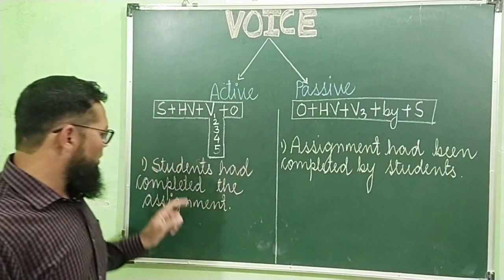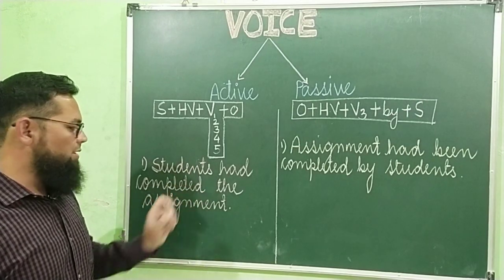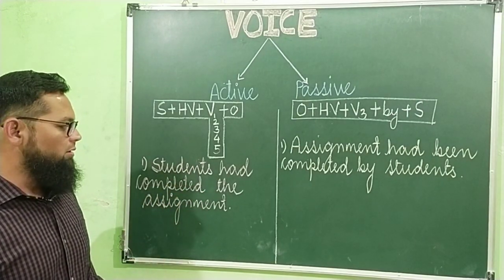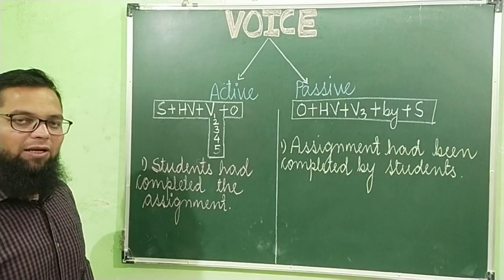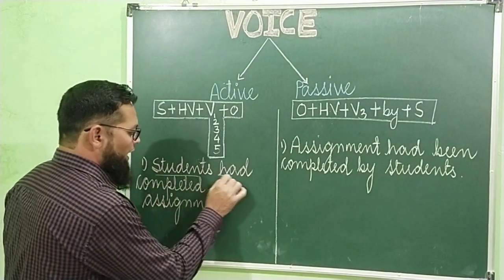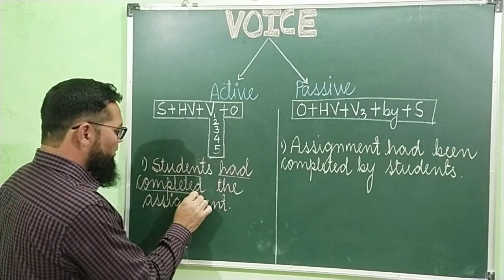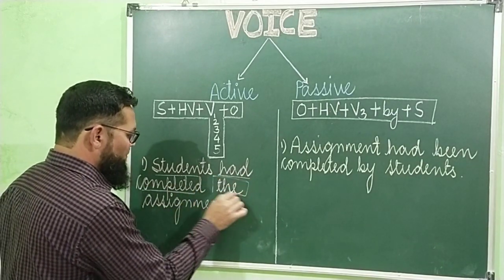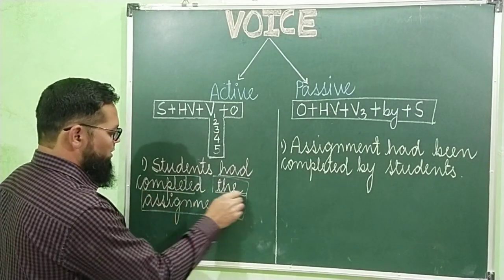For example, students had completed the assignment. Now this is the sentence of an active voice. What is the subject here? Students. Had helping verb, completed verb in third form and the remaining part after the verb is the object.